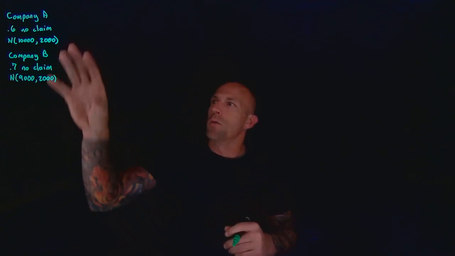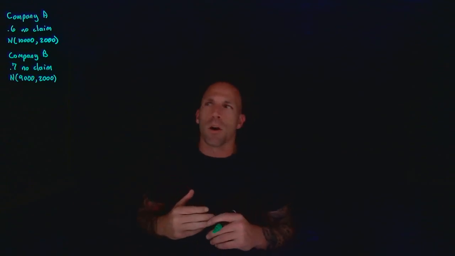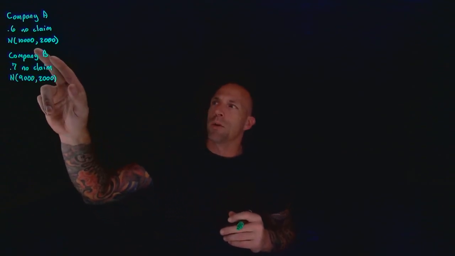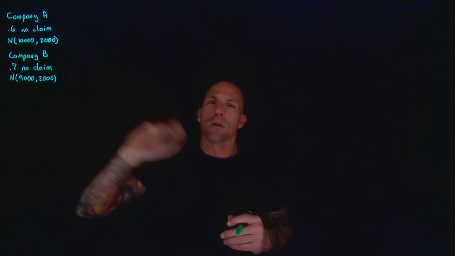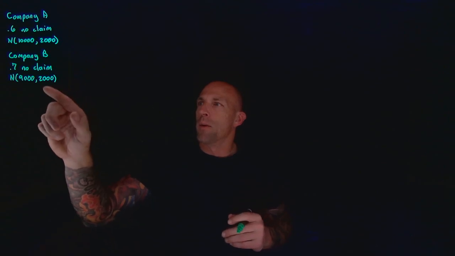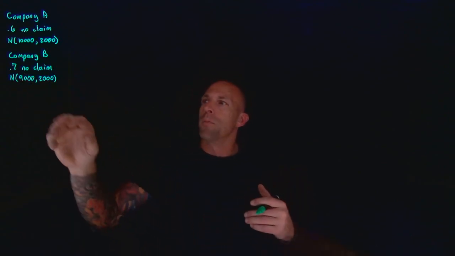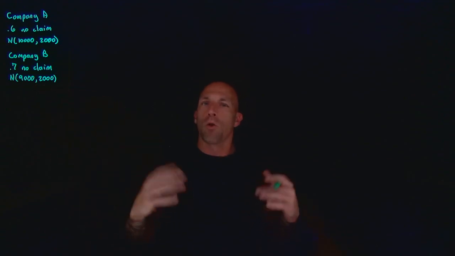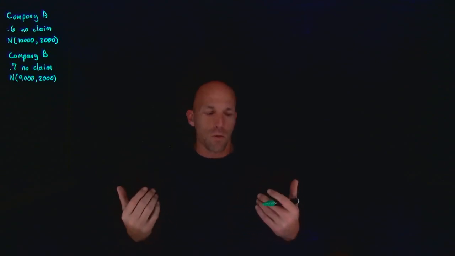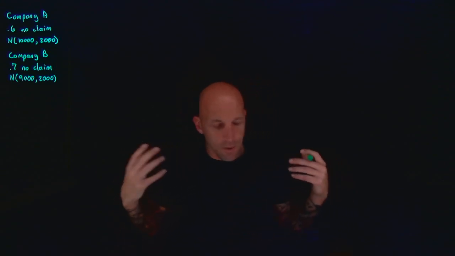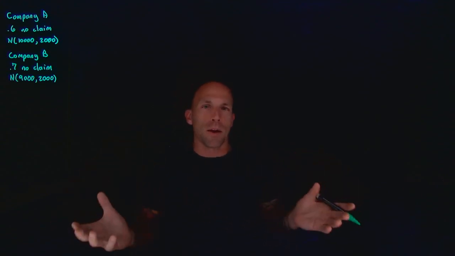We're given two companies. Company A: there's a 60% chance there's no claim at all. But if there is a claim, it's going to be normally distributed with a mean of 10,000 and a standard deviation of 2,000. And company B: there's a 70% chance that there's no claim. But if there is a claim, that claim will be normally distributed with a mean of 9,000 and a standard deviation of 2,000. And we're asked to find the probability that company B has more claims than company A.